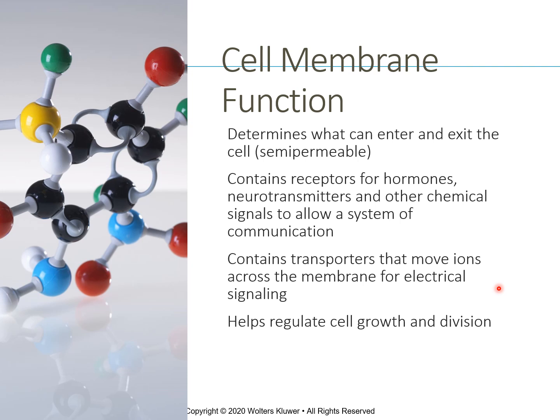The cell membrane also contains transporters that can help to move ions across the membrane, and that is going to be really important for electrical signaling. We'll talk about things in this presentation as well about action potentials that are essential for electrical signaling throughout the body. And the final important function of the cell membrane is to help regulate cell growth and division. We're not going to talk too in depth about cell division. We're going to talk about the two different types at one point, but again, another important function of that cell membrane.